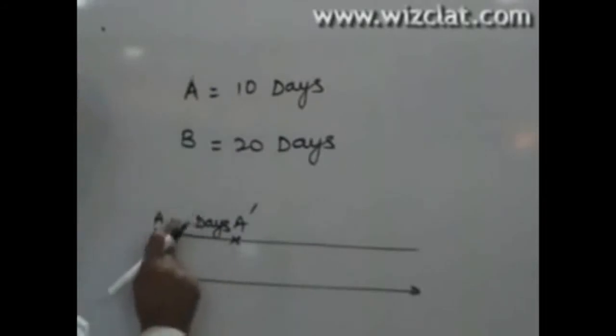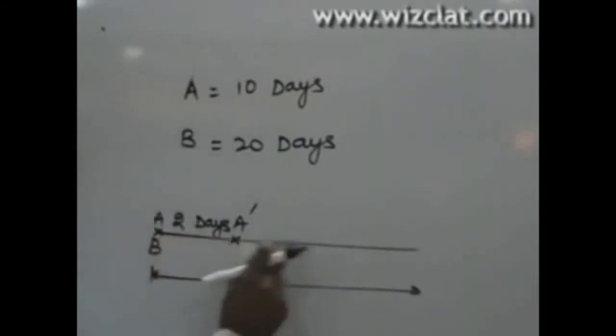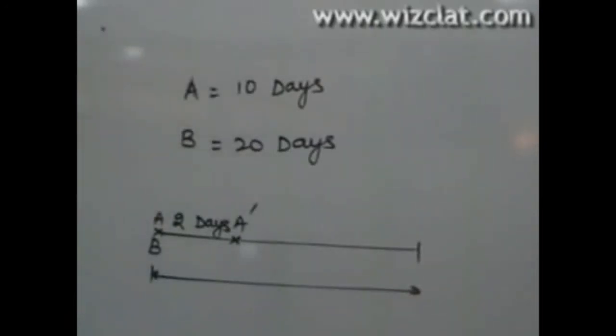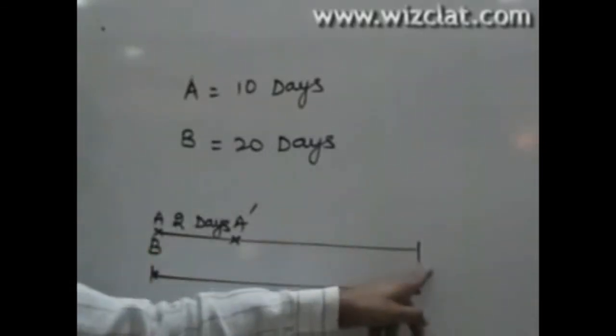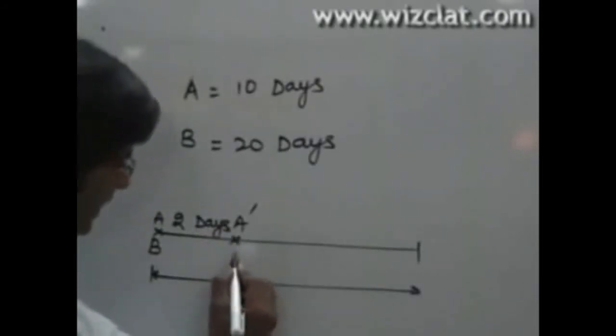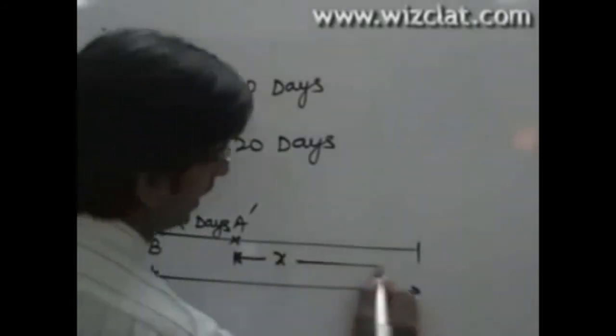Well, let us say after 2 days A left. So the remaining work was done by B alone. The question is how long it took to complete the work by both of them. Okay, that means I am looking for the value from here to here. So one approach says, let me say the number of days for which B works alone is X.